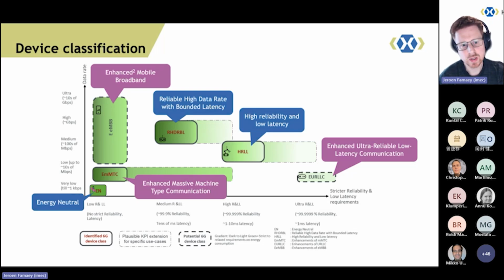Another new class is the reliable high data rate with bounded latency, which has data rate requirements up to gigabits per second, like enhanced mobile broadband, but combines this with more stringent reliability and latency requirements as well. This is, for example, something that could be expected from wirelessly connected extended reality headsets. And the last one is high reliable and low latency, which has more stringent requirements in terms of reliability and latency than the other class, but also lower data rate requirements. And this is something that could be needed for collaborative robots.